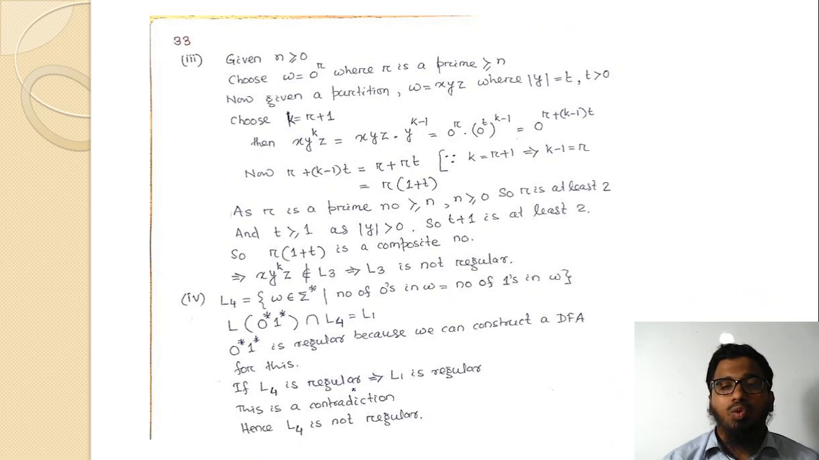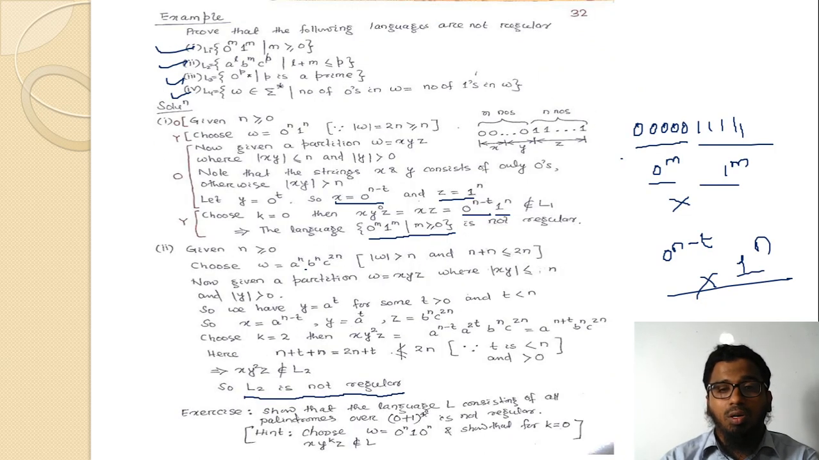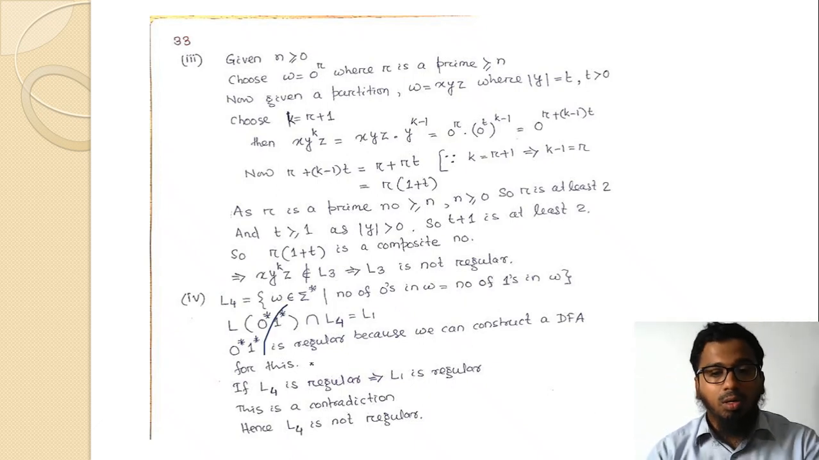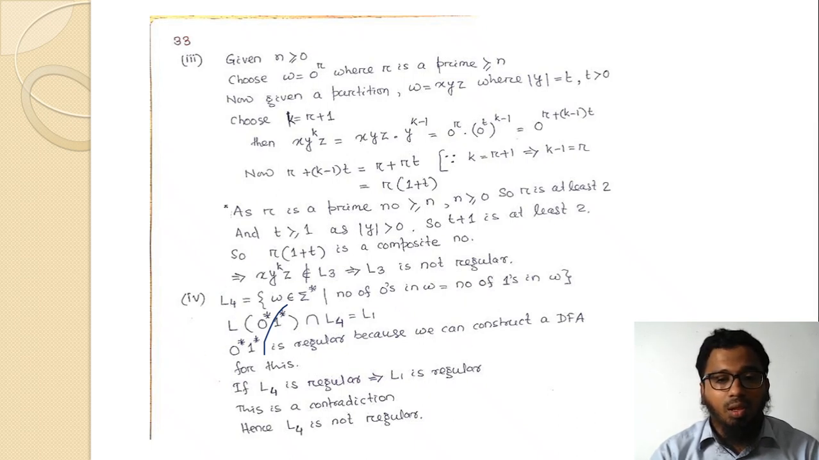So remember, whenever we are using the pumping lemma, most of the time the answer will be not regular. Here also it is a similar question: 0 power p, so n greater than 0, w equals 0 power r, where r is a prime greater than or equal to n. So this is about the pumping lemma.